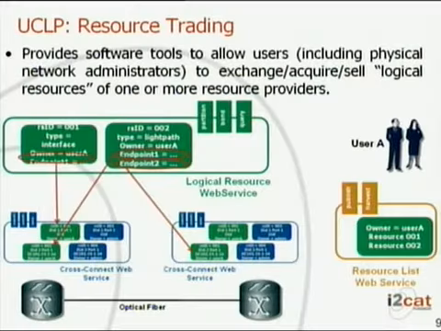Then another thing we can do in UCLP is resource trading. Each one of these Lego blocks can belong to different users, so they can be exchanged between different users, and as I told you before, the process is recursive. I need to be a physical network administrator to create the original resources because I need a physical network. But once they are created, they can be leased to other users, which in turn can lease them to other users, and so on.